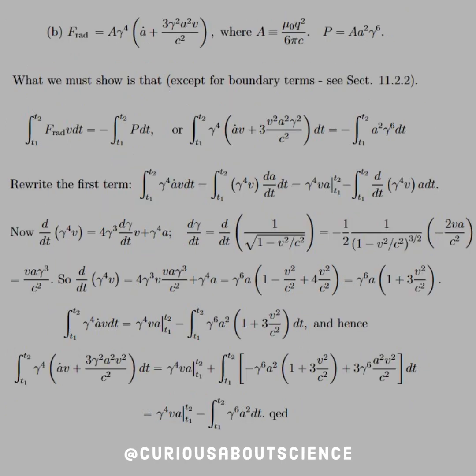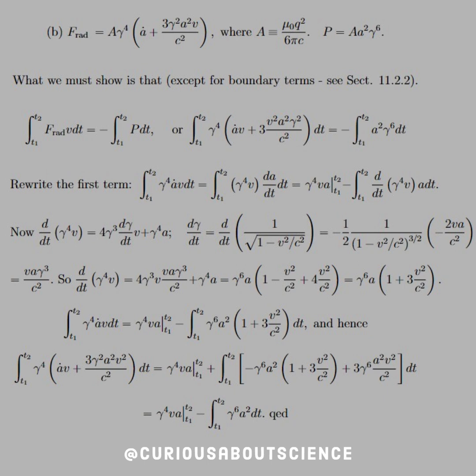Similarly, for part B, F radiation, we know what A is. We're just going to keep our lives simple. And P is equal to little a squared gamma to the sixth. And we must show that, except for the boundary terms, see section 2.2. So let's go ahead and show it. We take the F radiation dot V dt, from T1 to T2, and we show that that's equal to the negative integral of the power.